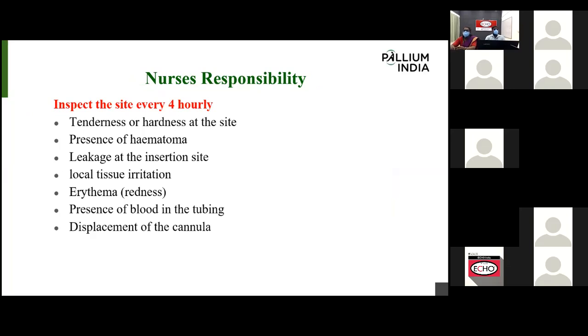Then what are the nurse's responsibilities? As with every procedure, after doing it, as a nurse we have some responsibilities. Inspect the site every 4th hourly. Every 4th hourly, we need to inspect the site. First, if the area has tenderness or hardness at that site, we need to inspect and ensure about that. Then any presence of hematoma, then leakage at the insertion site, then local tissue irritation, then redness on that area, or any presence of blood in the tubing.